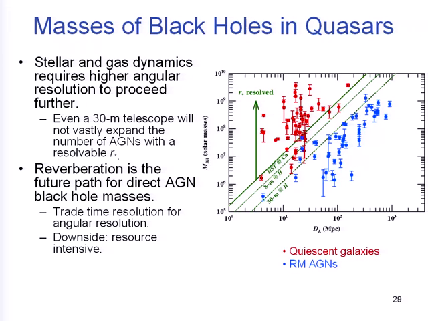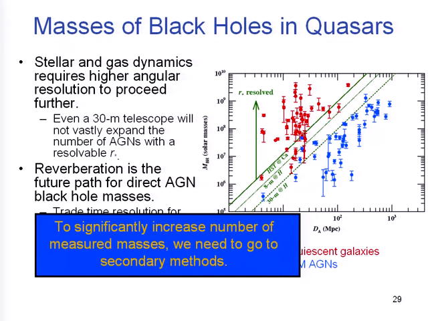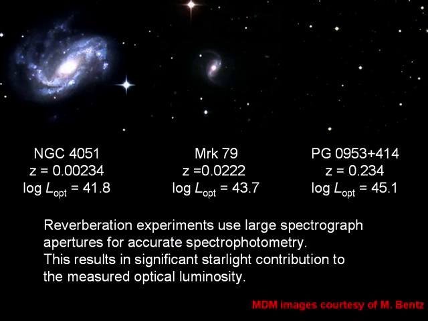The downside is that it's resource intensive. It takes many observations to get a mass. So if you want to significantly increase the number of measured masses, you need to go to secondary methods. These have been talked about already, so I'm just going to mention very briefly this relationship between the broad-line region radius and the AGN luminosity. I love this series of photographs here because we're going a factor of 10 farther out in each case for AGNs that have the same apparent brightness. So each step out is a factor of 100 in luminosity.